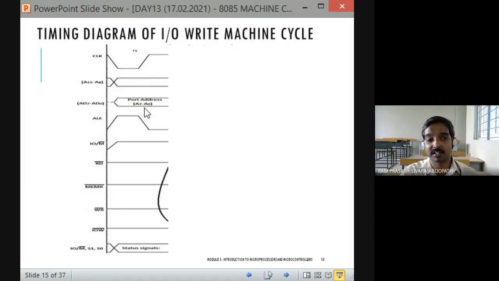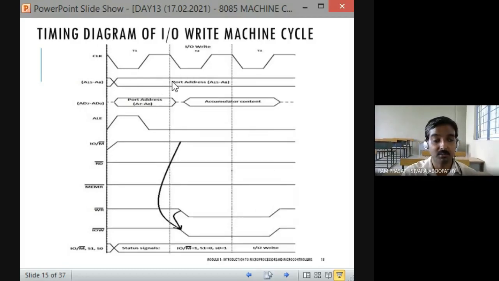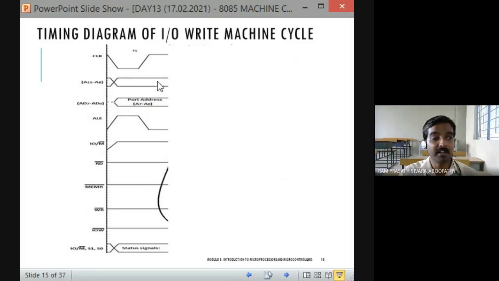Yes, port address. Correct? The 8-bit address is also transferred through higher order bus as well as the multiplexed lower order data bus. Fine. The 8-bit address is set. Fine. ALE is getting active.